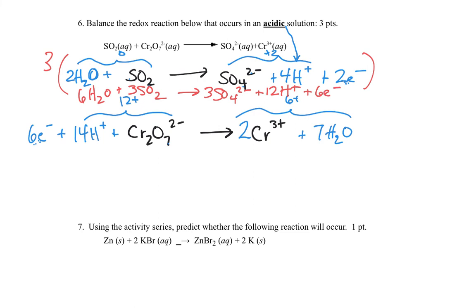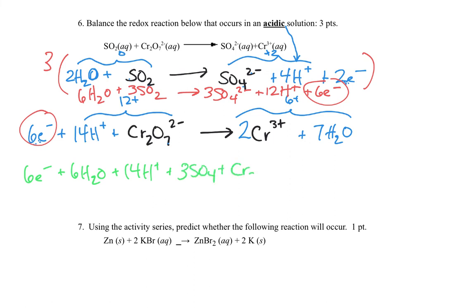And now we can add it all together because the number of electrons is balanced. So when we add this all together, we are going to get 6 electrons plus 6H2O plus 14 H pluses plus 3SO2 plus chromate is going to produce 3SO4 2 minus plus 2 Cr3 pluses plus 7 waters plus 12 hydrogens plus 6 electrons.